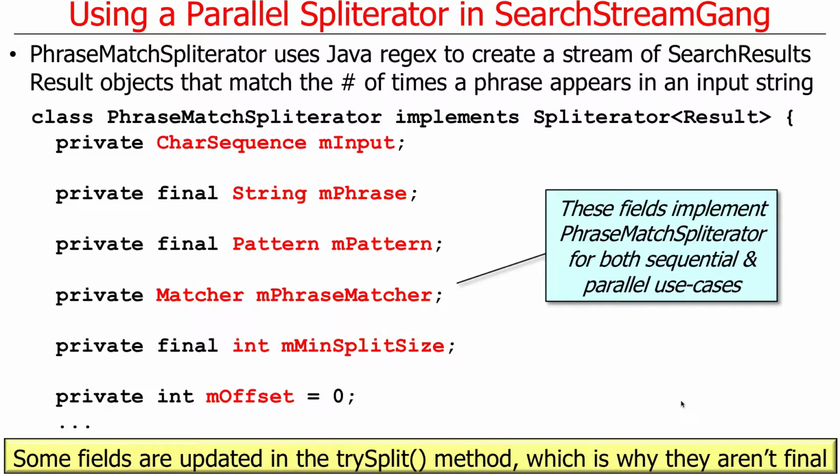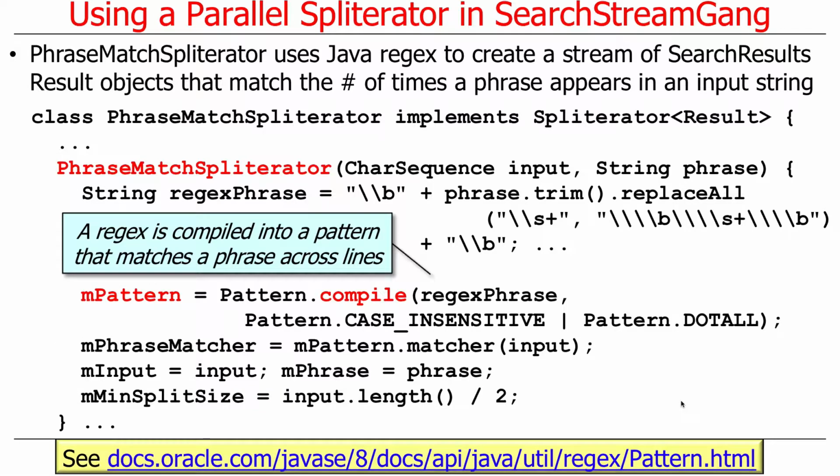The phrase is the phrase we're looking for in that chunk. The pattern is the regular expression that corresponds to the phrase. The phrase matcher is the combination of the pattern with the input chunk. And then we've also got a couple of other fields, one of which is min split size, which is how much we are going to split this string and do it in parallel. And then m offset is used to keep track of where we're going to find the result in the string, even if it's split. And as you'll see in a second, the try split method actually will update some of these fields, which is why we don't make all of them final.